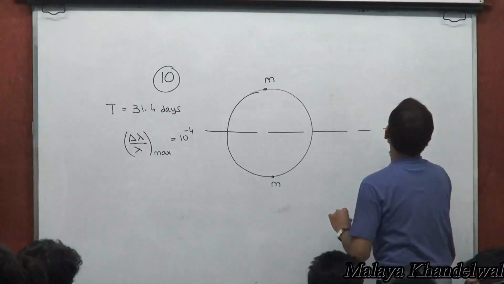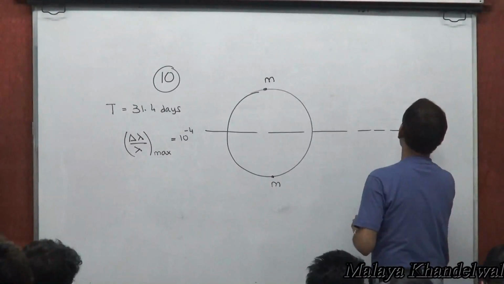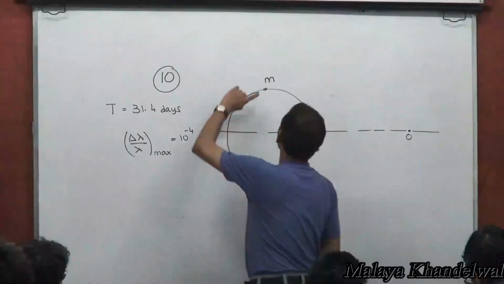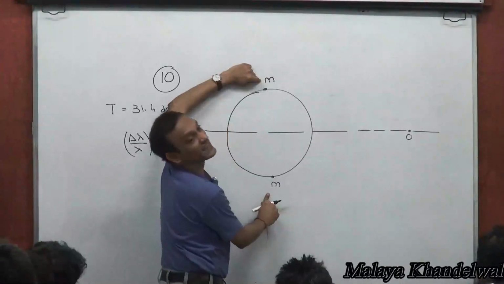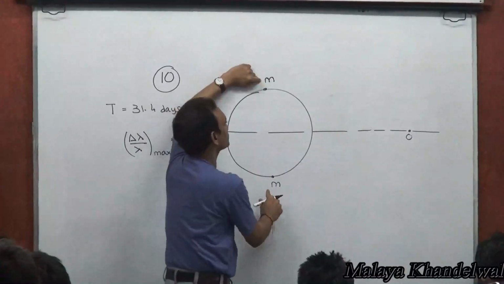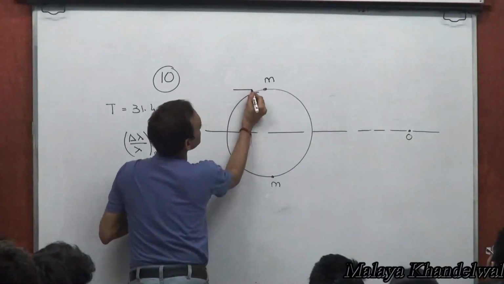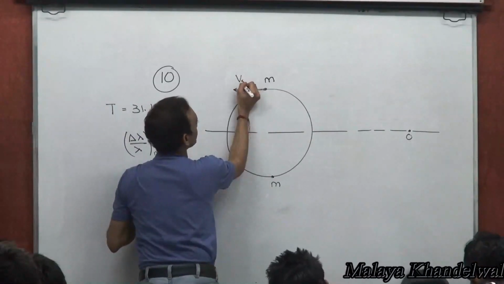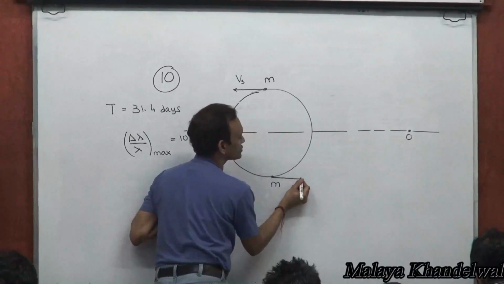Now, first of all, we'll assume that the observer is very far away, right? Now, one star is here, the other star is here. Both emit the same frequency of radiation, right? Let's say at this instant, this star has a velocity Vs to the right, and this star to the left, and this star has a velocity Vs to the right.